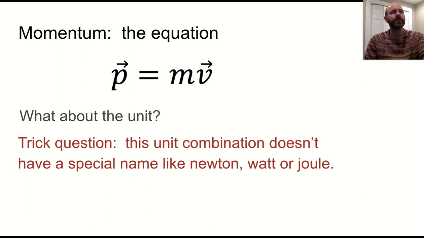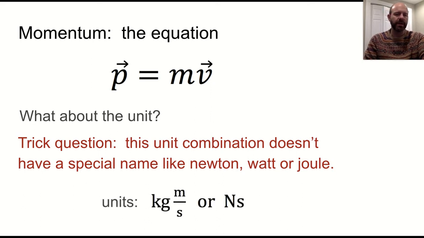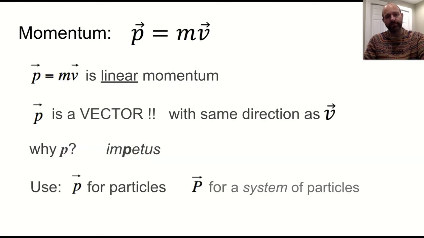The unit is a little bit of a trick question, if you want to think of it that way. The units are kilograms times meters per second. Also, it can be given in newtons times seconds, but we don't rename that. We just keep it as kilogram meters per second or a newton second. So momentum, in this case, is linear momentum, just traveling in some direction v, and this is the same direction that momentum is.